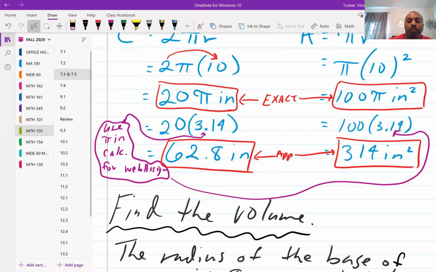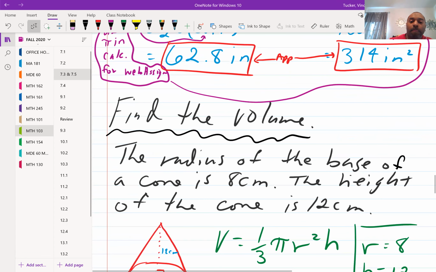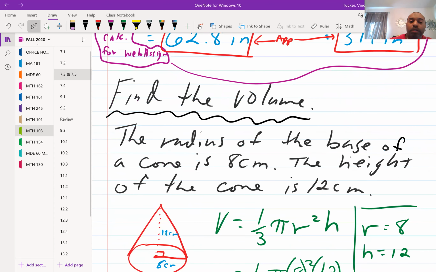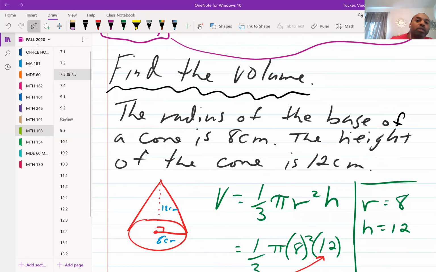Questions before we do a few volume problems. So once again, the key to all of these is making sure that with your different shapes, you're using the correct formula for the shape that you're trying to calculate with. So here we want to find the volume. The radius of the base of a cone is 8 centimeters. The height of the cone is 12 centimeters. So I got my little diagram down here. My base has 8 centimeters as its radius, and then 12 centimeters as its height.